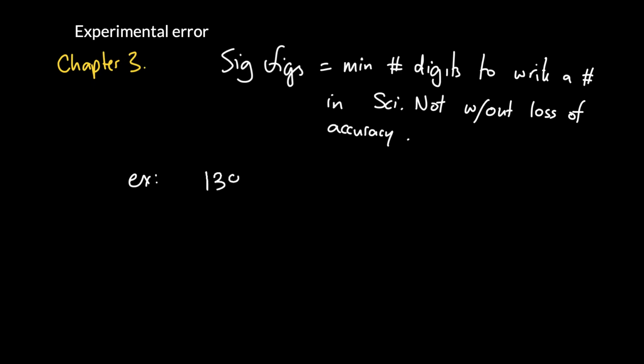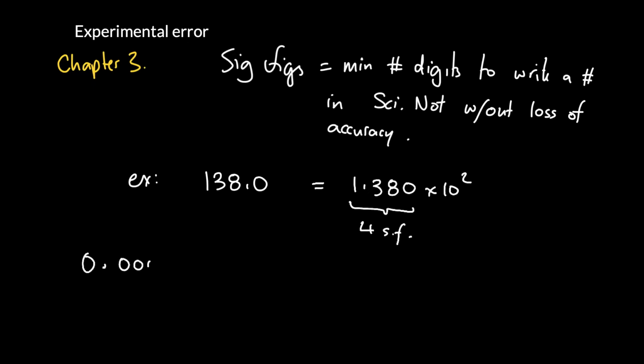If we have a number like 138.0, then we can write this in scientific notation as 1.380 times 10 to the 2. We can see that there are 4 digits here representing the 4 significant figures, and so any more or any less digits would not be correct. We can take a very small number, such as 0.000000102, and translate that to scientific notation as 1.02 times 10 to the minus 7, in which case we have 3 significant figures here.